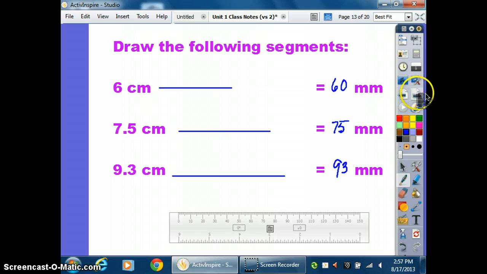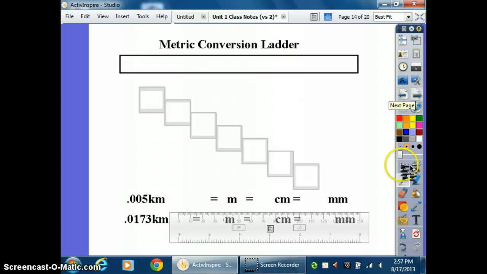All right, now for conversion. There are 7 steps on a metric ladder that help students convert back and forth. The 4 that I'm concerned about that you're going to be tested on are kilometer, meter, centimeter, and millimeter. These are the 4 most common, and that's what we'll be tested on. To get from centimeters to millimeters, we multiply by 10. We move the decimal point one place to the right.